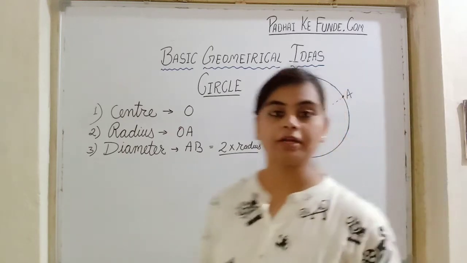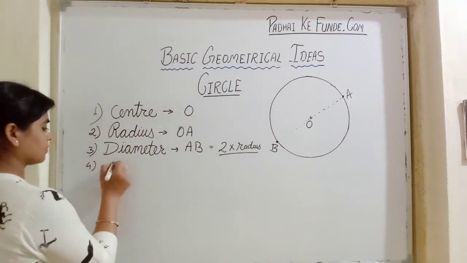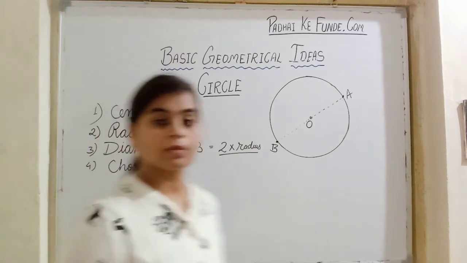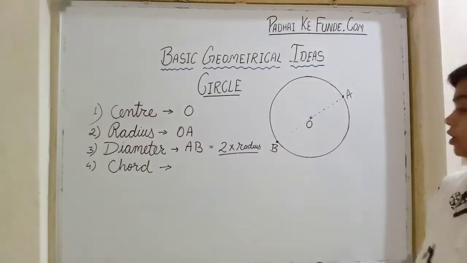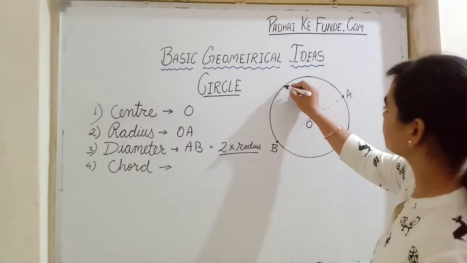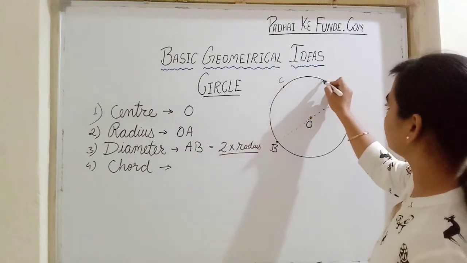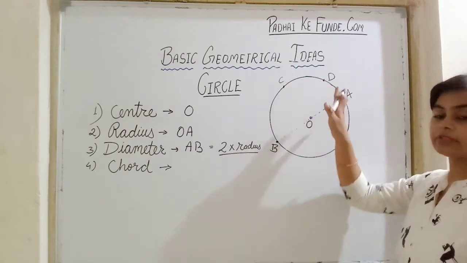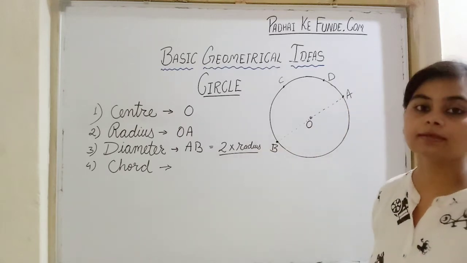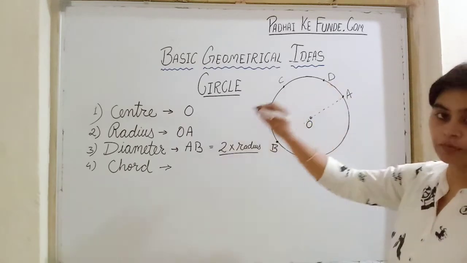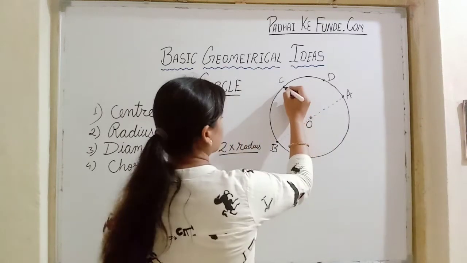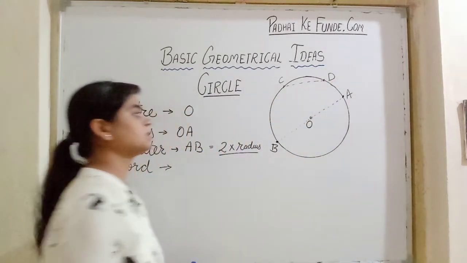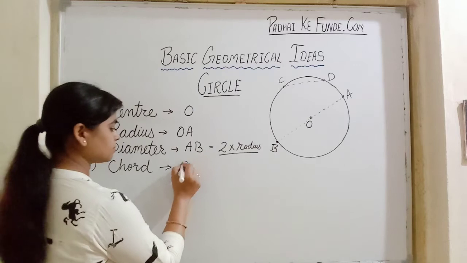Now, what is a chord? If I take any 2 points on the boundary of the circle, as here I am taking C and D, anywhere we can take, like here and there, and if I join both of them with a straight line, then it will be joined like this. So CD is a chord here.